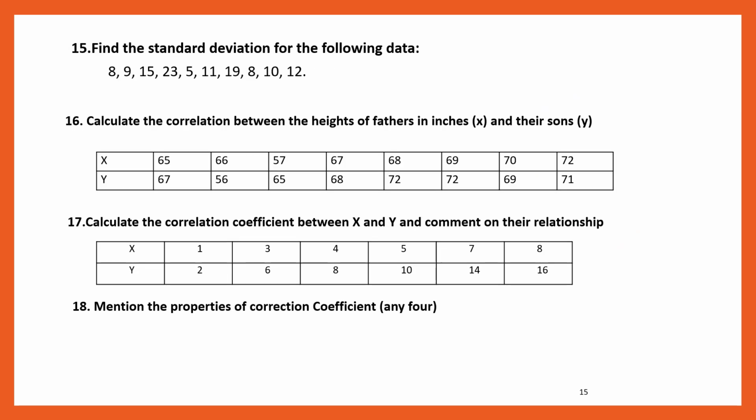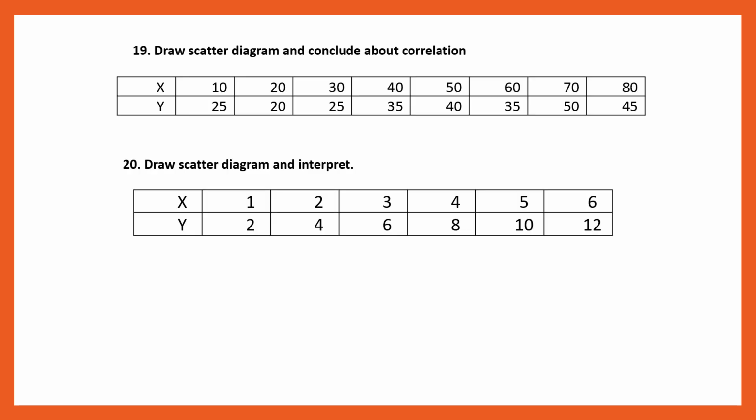Here there are also problems on correlation. Please practice from the correlation chapter also. A few problems and a few graphs are there, and they are very important from the examination point of view. Under correlation, there are 2 scatter diagram problems. Please practice this: represent it graphically and give the conclusion or interpretation. It will be a 4-mark question.